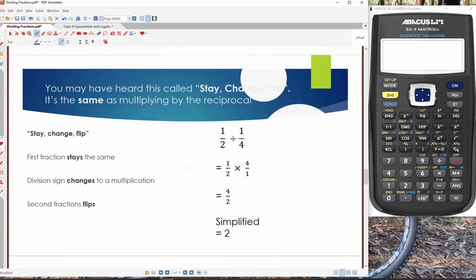Some of you may have heard this in primary school. Students often say stay, change, flip, or keep, change, flip. And that's the same idea. It's the same as multiplying by the reciprocal. So the first fraction stays the same. There it is there. The division sign changes to a multiplication sign. And the second fraction flips. So there flips to that, which becomes 2.